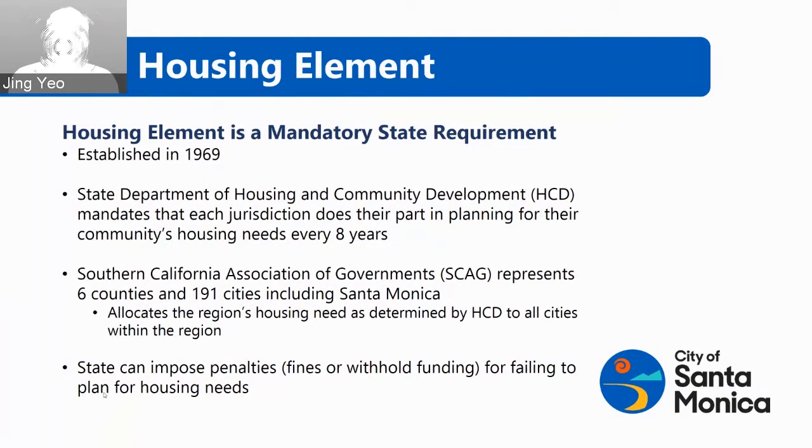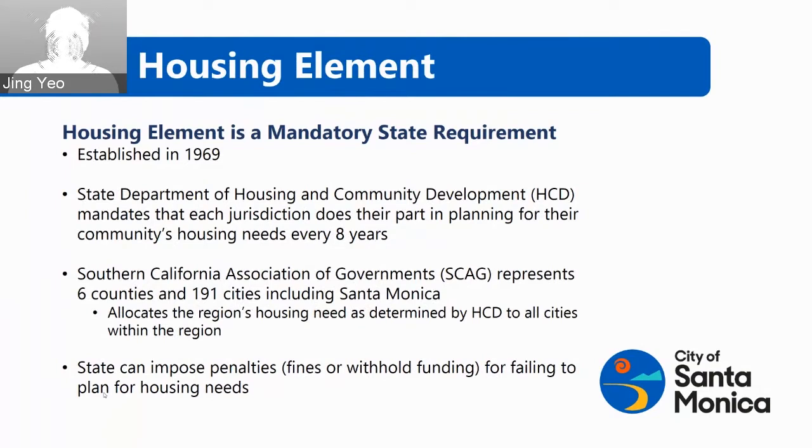So for this update, we are looking at the planning period of 2021 to 2029. The prior cycle was 2013 to 2021. Santa Monica is within a planning region known as the Southern California Association of Governments, or SCAG, S-C-A-G, and that represents 6 counties and 191 cities. So there are actually, in addition, not just us, there's 191 cities within SCAG that are going through this housing element update process right now.